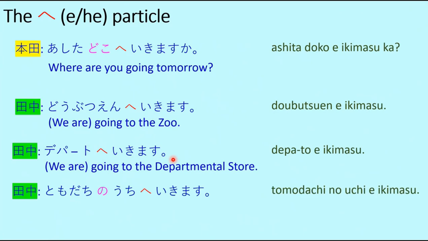Tomodachi no uchi e ikimasu. Tomodachi means friend. Uchi means house. So we are going to the friend's house. So like this, there can be many answers. So you can practice using such answers. So the question was, Ashita doko e ikimasu ka? Where are you going tomorrow? We are going to the zoo. Dobutsuen e ikimasu. We are going to the departmental store. Depato e ikimasu. We are going to the friend's house. Tomodachi no uchi e ikimasu.